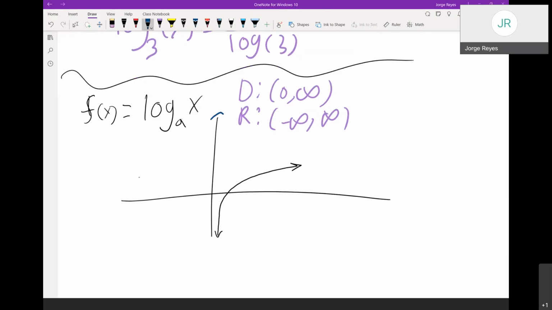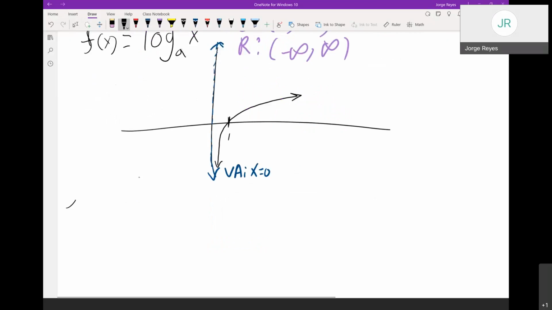But log will have a vertical asymptote, VA, that's what we call it. VA at x equals 0. Thank you. So this is log, and its x-intercept, if you remember, is always 1, so you can draw a 1 there to be more accurate. But this is what log looks like. You should be able to do all of the necessary things with log.